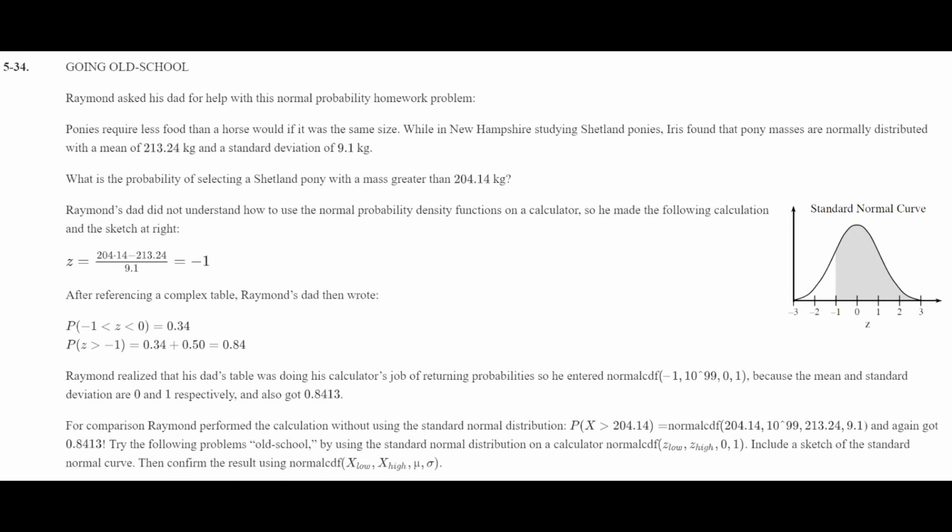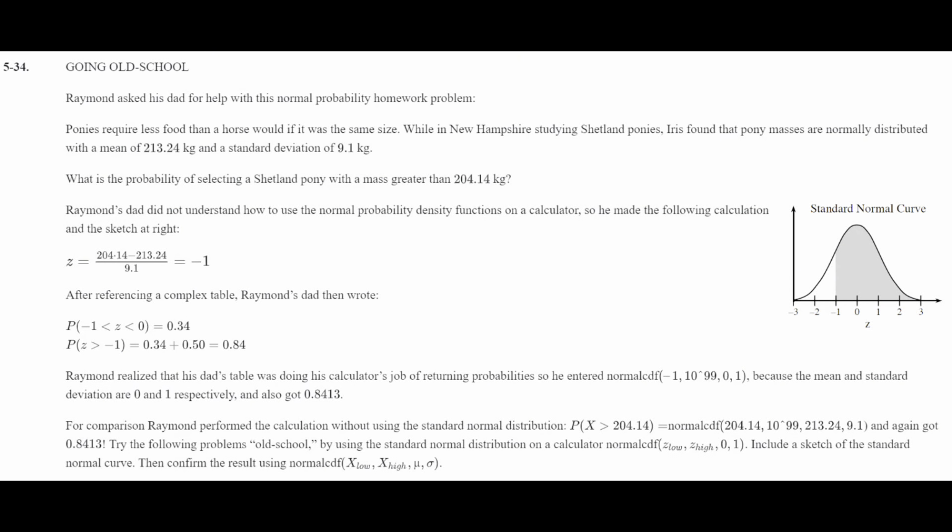So there is a way to find the probability from normal distribution data without using our calculator necessarily. And that's going to become by standardizing the standard deviation and the mean into a z-score. So if we take a look at this situation, we've got some ponies here that are normally distributed in terms of their weight. We have 213.24 kilograms is the mean and 9.1 kilograms is the standard deviation. What's the probability of selecting a pony greater than 204.14?